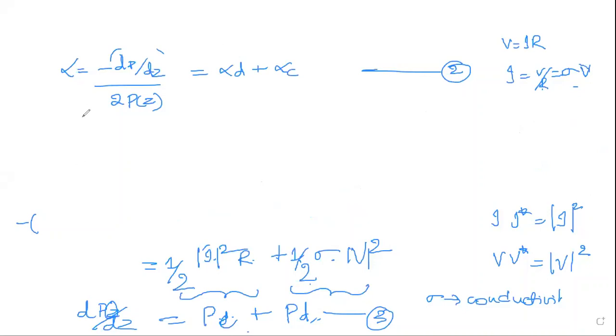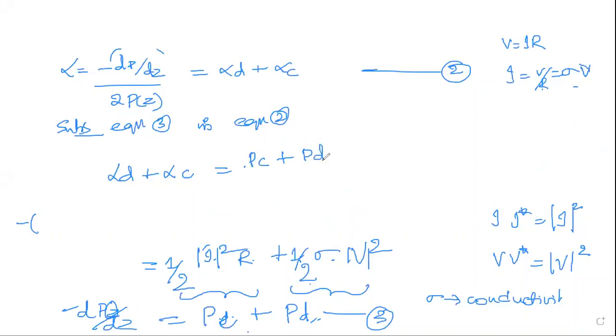So substitute equation 3 in equation 2. You'll be getting it as, don't write alpha, write for alpha C plus alpha D, which is equal to, instead of minus dP by dZ, we have PC plus PD, divided by 2 times P of Z, which is also equal to PC divided by 2P of Z plus PD divided by 2P of Z.